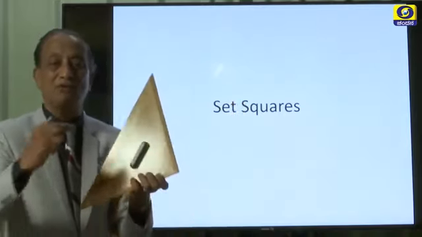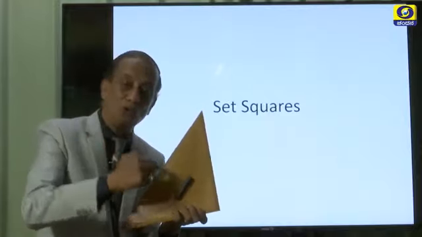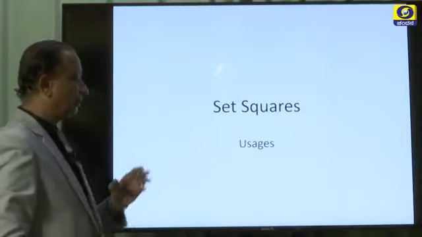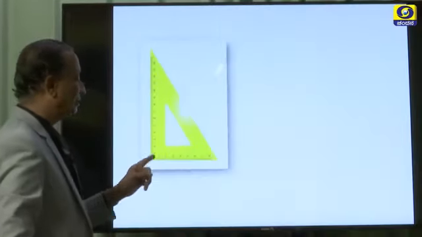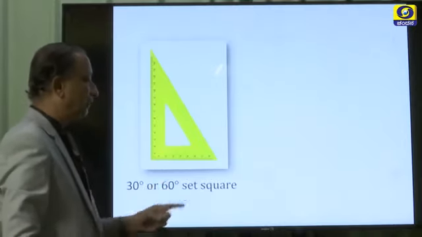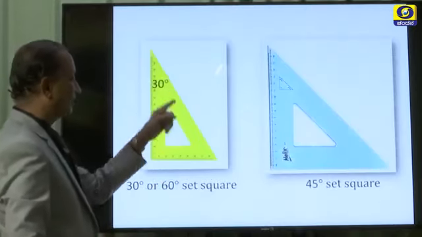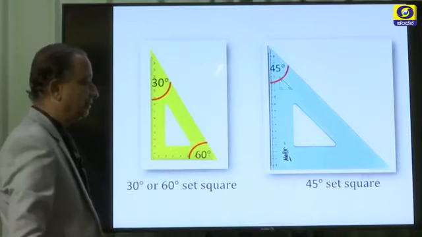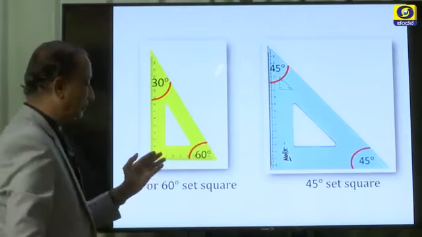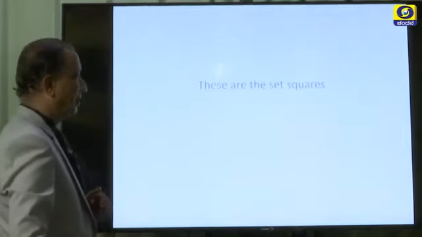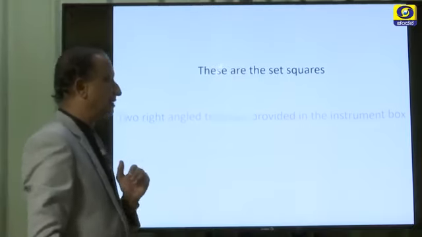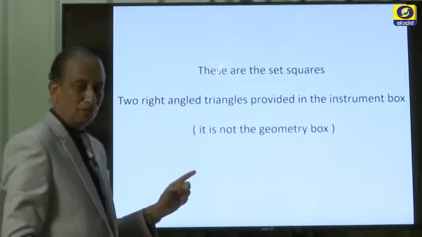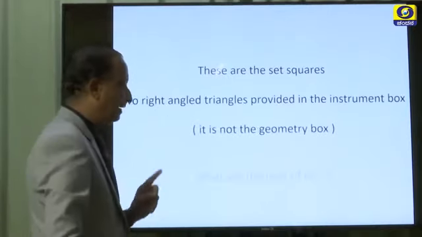We need to understand for what purpose it is given and how we are going to use it in the present construction. So what are the usages? Number one, you can see the images here, the two set squares once again. The angles have also been marked now. So 30, 60 and this is 45, 45 degrees. These are the set squares in the shape of right angle triangles provided in the instrument box. Never say it is a geometry box, it is an instrument box.